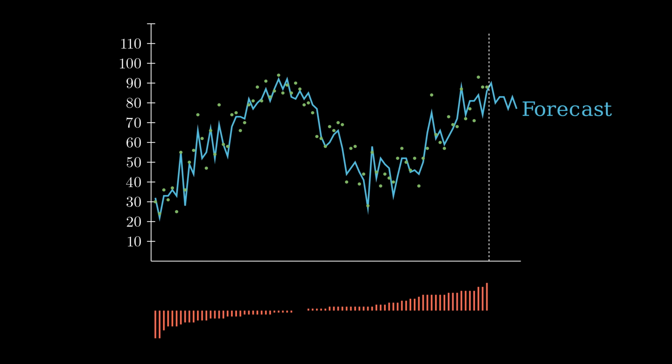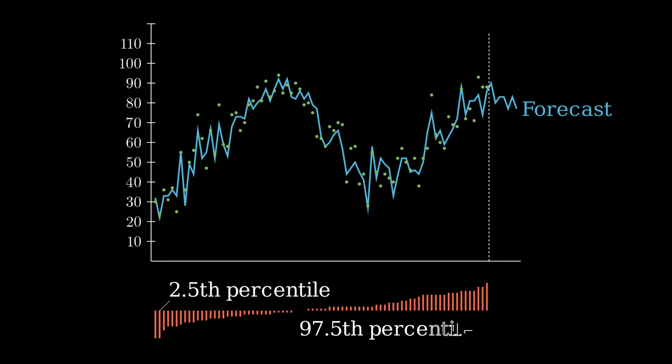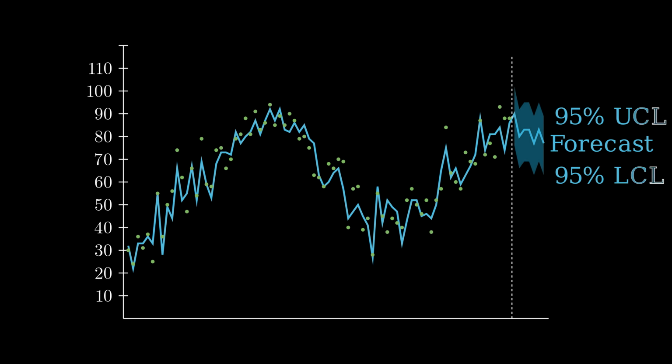Next, sort the differences and pick quantiles that correspond to the width of the confidence interval we want. In this example, we'll need to pick the second smallest and second largest. Finally, use them to construct confidence intervals. Looks like the 95% confidence interval around the 7-day forecast is plus minus 10 degrees Fahrenheit.